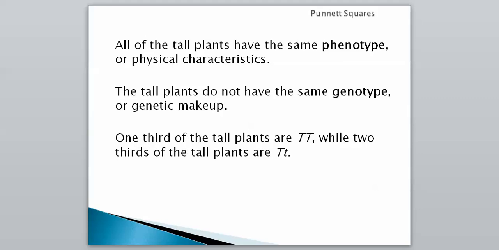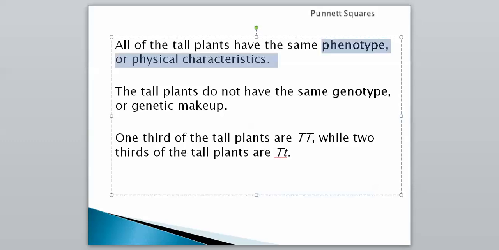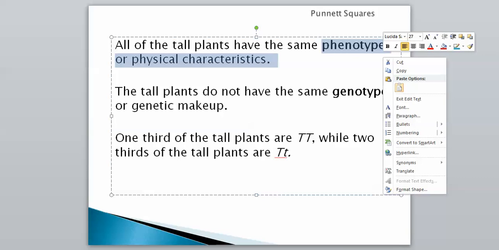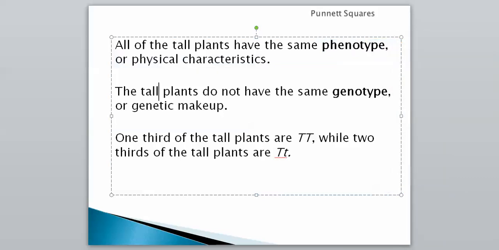And then some more definitions. All of the tall plants have the same phenotype. This is going back to our example. Phenotype means physical characteristics, and that's kind of if we have pH at the beginning of both those words, phenotype, physical characteristics. And then, however, our tall plants do not have the same genotype, being genetic makeup.